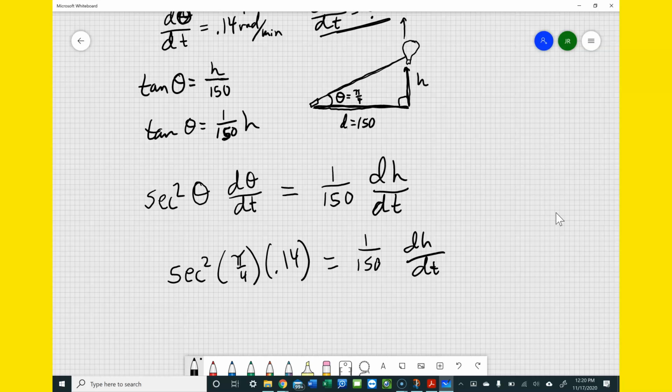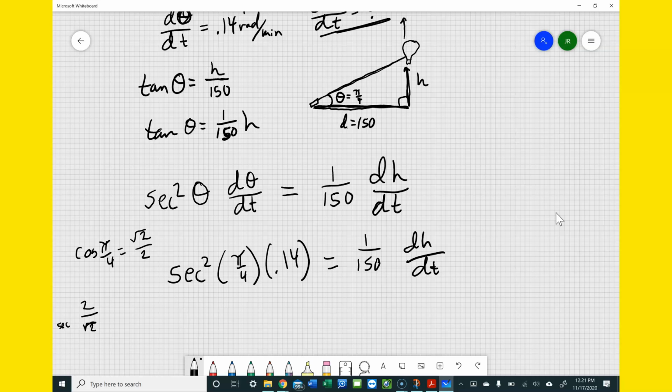All right, so secant squared of pi over 4, let me think about that. Secant is the reciprocal of what? It's the reciprocal of cosine. So that's the same thing as saying, what is cosine of pi over 4? Cosine of pi over 4 is the same thing as cosine of 45 degrees, which is √2/2. So then secant would be the reciprocal of it, which is 2/√2.